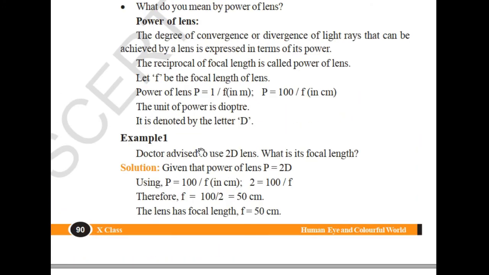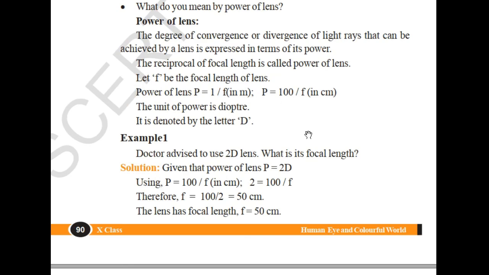Example 1. This is an important example. Power of a lens is also an important topic. In the exam, they may give you the value of focal length and ask for the power, or give the power and ask you to calculate the focal length. So power is nothing but the reciprocal of focal length. In meters 1 by f, in centimeters 100 by f.